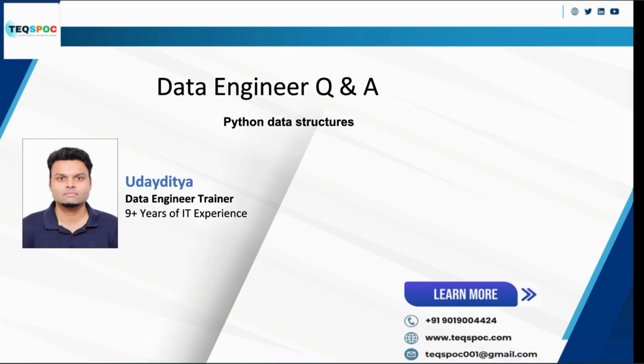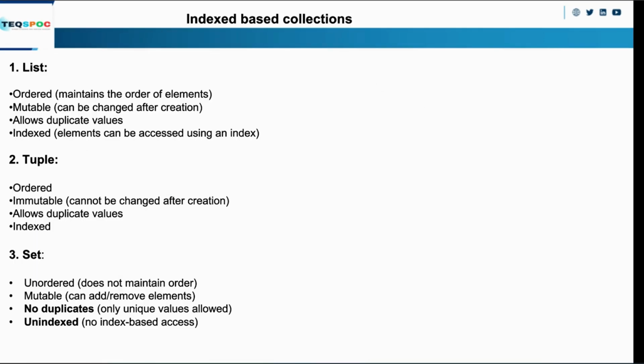Okay, so let's take a look at the different collections that we have. So we have two kinds of collections. One is index based, the other one is non-indexed or key value pair. Okay, so if I talk about the index based ones, we have three different collections. First is the list, second is the tuple, third is the set. And the reason they are called indexed is because each and every element can be accessed using its position.